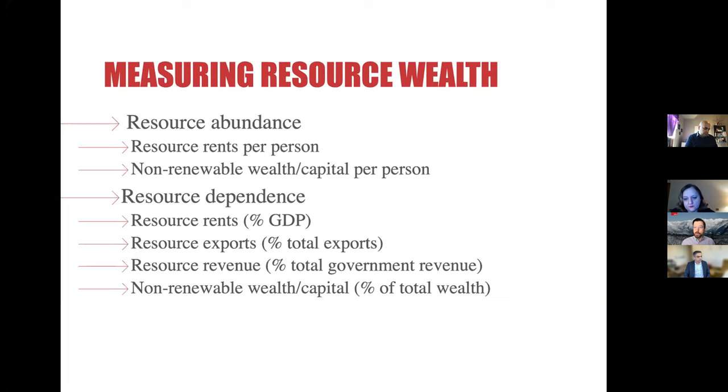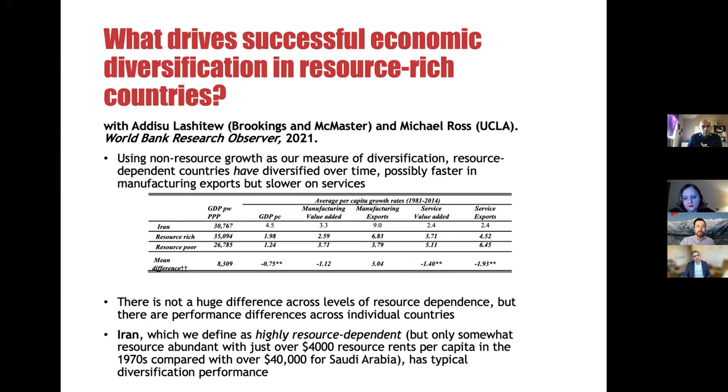And the short story is we find very different results when we look at countries that are resource dependent versus resource abundant. Iran in the 1970s, we categorize as highly resource dependent. This is from the first paper that we published last year in the World Bank Research Observer, and it's more of a country by country attempt to understand the successes in a descriptive way, just recognizing the limited development of this subfield of research. And I'll show you a couple of high level results that can illustrate some of the findings.